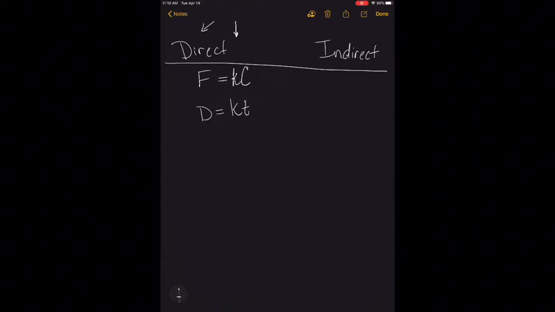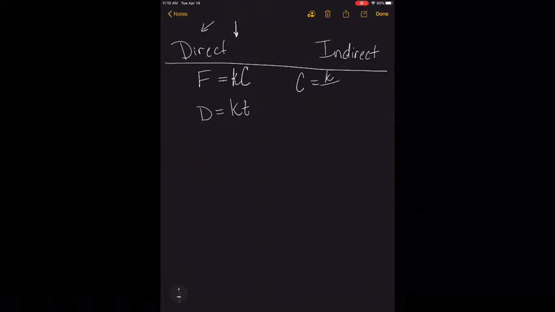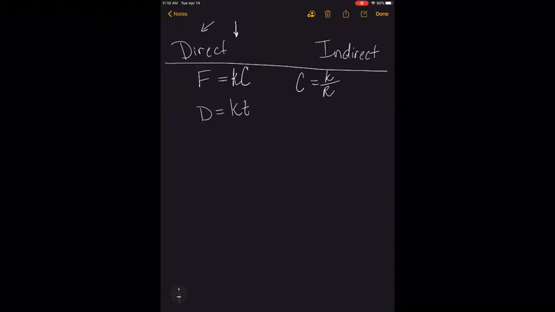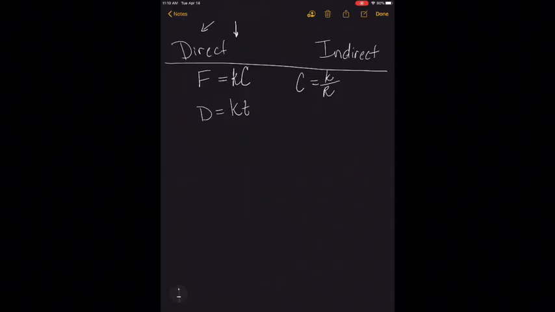And hopefully you can use the sample I put for pressure varying inversely with volume as your model for how to set up these equations. When current varies inversely with resistance, you would say C equals K over resistance. And if velocity is inversely proportional to time, you would say whatever that constant is divided by time.